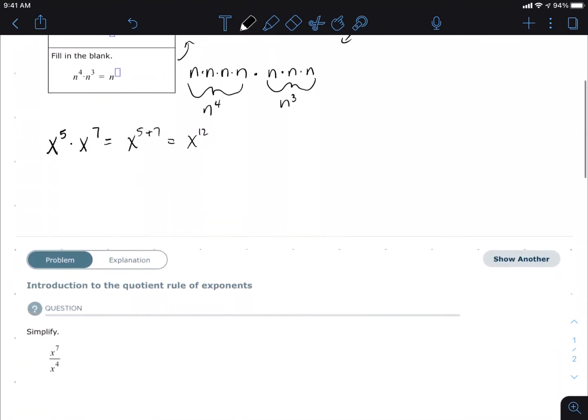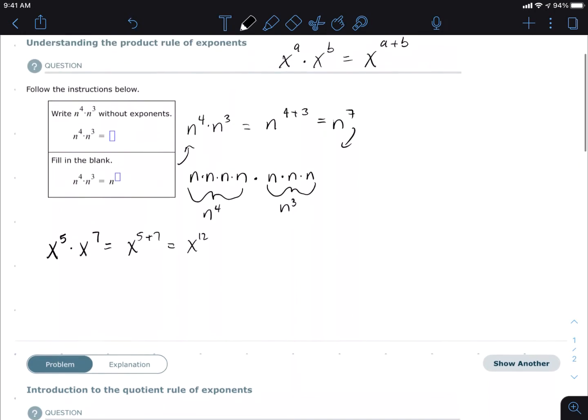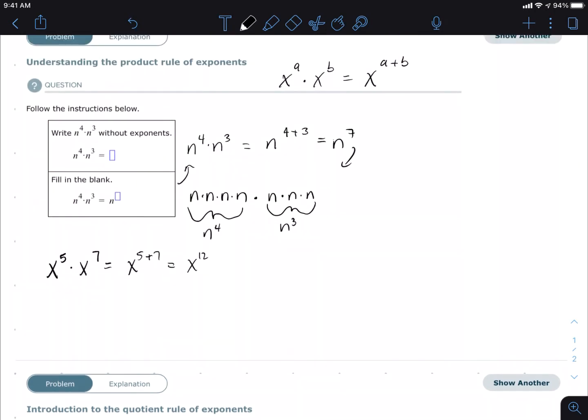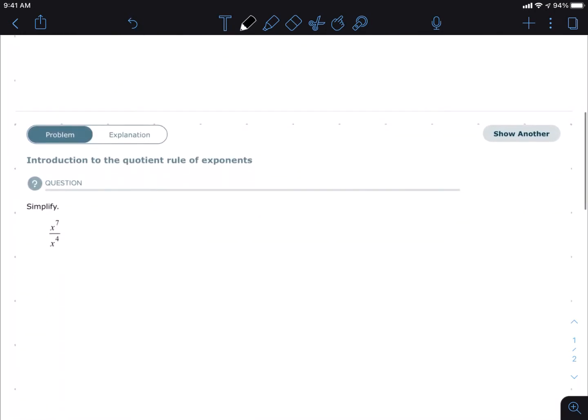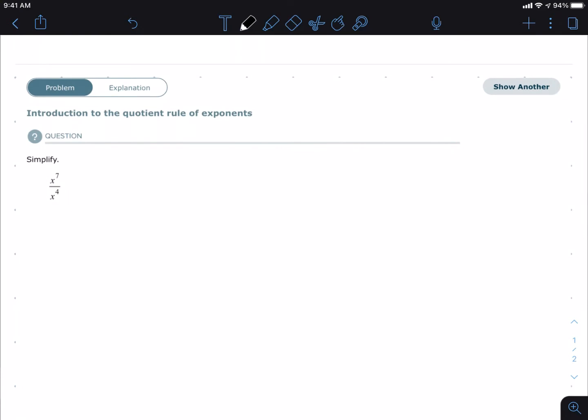Okay, let's go on to the next one. So this one was for products. In products, we add the exponents. In quotients, the rule tells us if I have x to the a over x to the b, I'm going to go x to the a minus b.